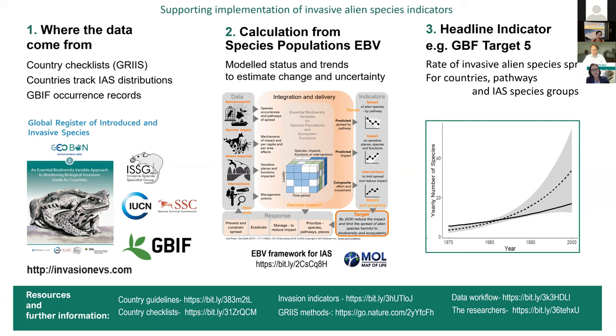So these data then go into a species populations EBV, essentially a GEOBON framework for modeling the data needed to inform on a whole range of invasive alien species indicators. And these are then produced. For example, this indicator shown here is for the headline indicator rate of invasive alien species spread. And it can be disaggregated for countries and pathways to show, for example, using modeled estimates and levels of uncertainty, how the numbers of invasive alien species are changing year on year or decade on decade.